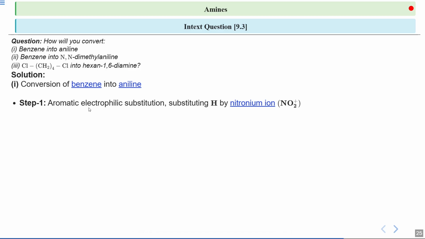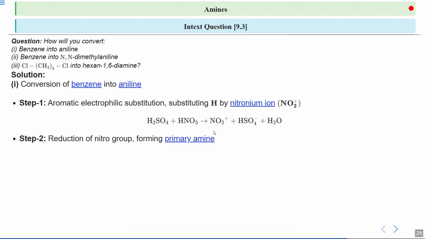What we do here is replace a hydrogen atom on the benzene ring with the nitro group, NO2 group. This is done using the nitronium ion, which acts as an electrophile. How do we generate this nitronium ion? We mix concentrated sulfuric acid and nitric acid, and it produces the nitronium ion along with HSO4 minus and water. So this nitronium ion is what actually attaches to the benzene ring in the nitration step.